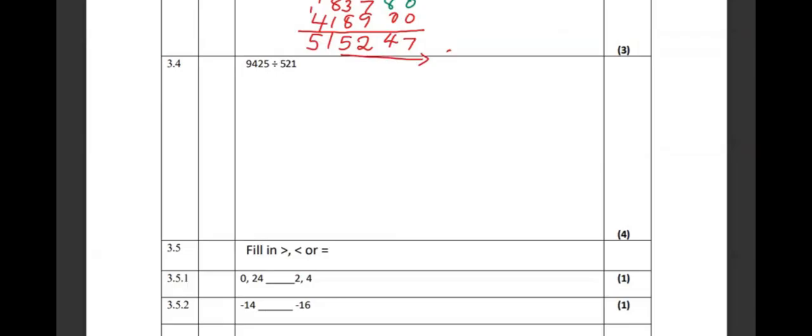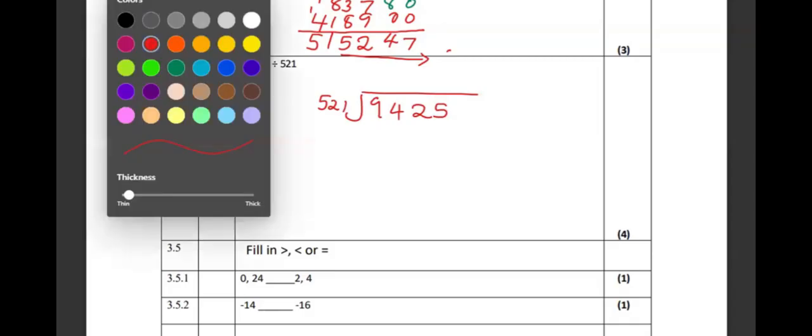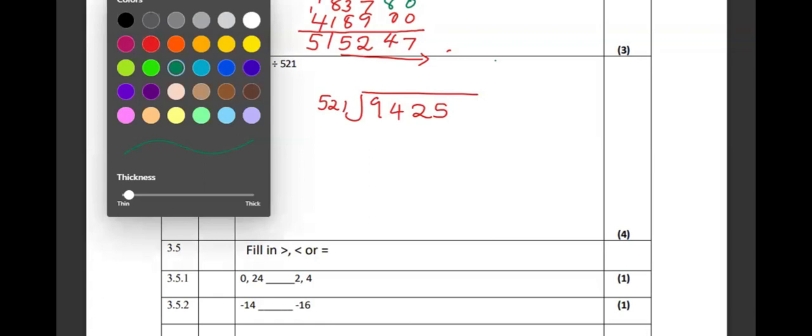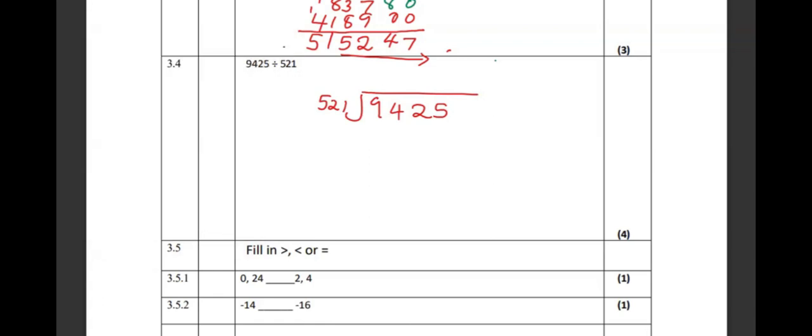Okay, so with the long division, I'll put the 9425 there and the 521 there. You need to pay attention, and this method really needs order in as far as the arrangement of the numbers. So your handwriting also plays a big role in answering this question.